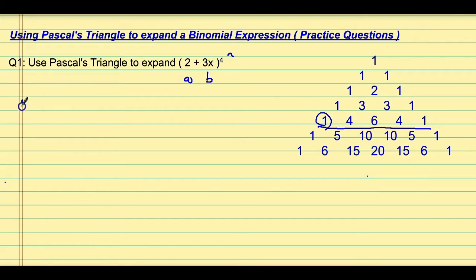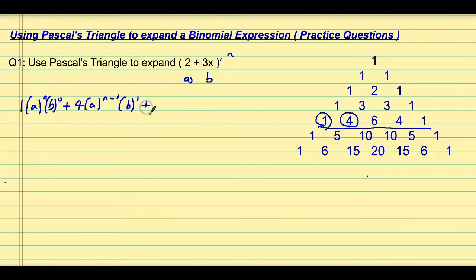So we start off with 1. We then multiply it by a to the power of n, and then multiply that by the b term, but that's raised to the power of 0. Second term, well, we've got 4 in Pascal's triangle, so we start off with 4. We then multiply that by our a raised to the power of n minus 1. The power goes down by 1 for the a term. We multiply that by b to the power of 1. The b term, the power goes up by 1.